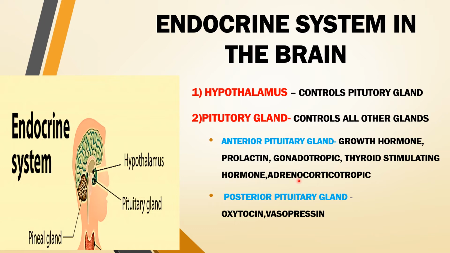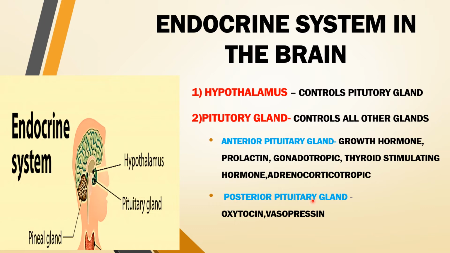Then adrenocorticotropic hormone. It stimulates the adrenal glands to secrete hormone. So the adrenocorticotropic hormone stimulates the adrenal glands. The adrenal glands are secreting hormones and to stimulate that function, this hormone is needed.